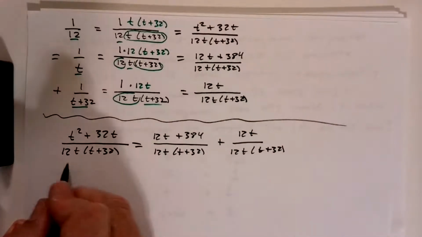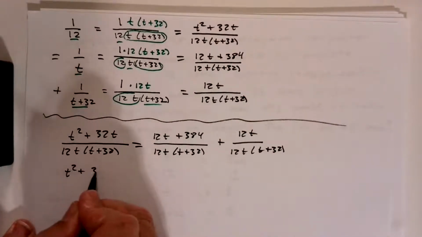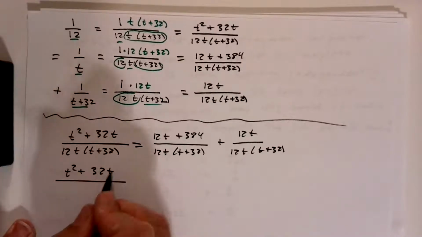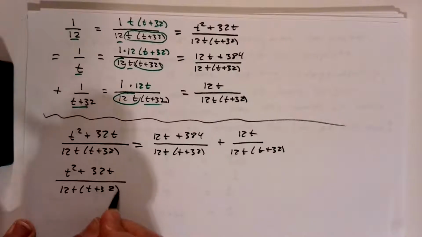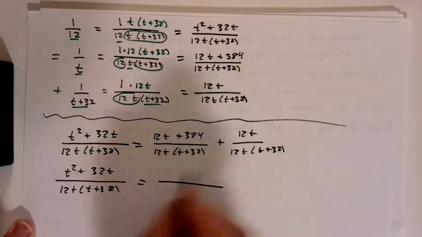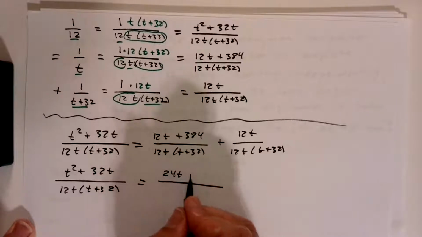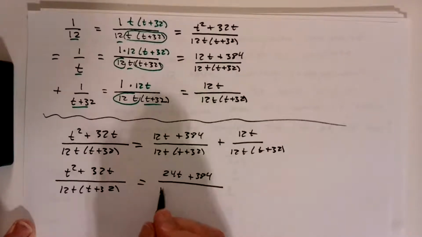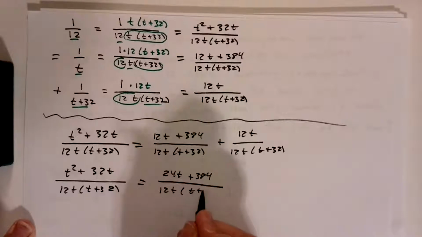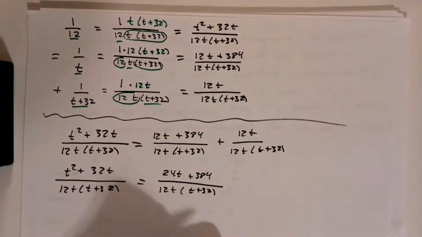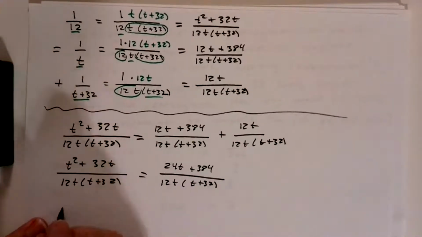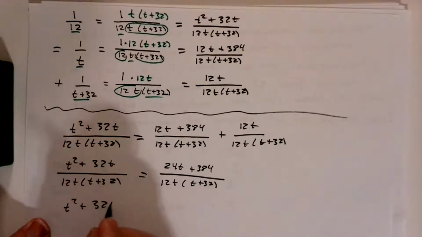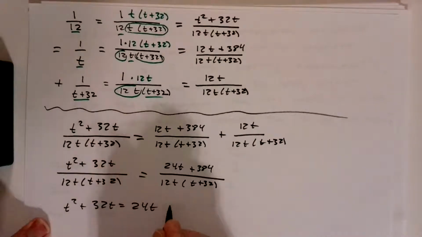So the bottoms will be the same, 12t plus 32t over 12t times t plus 32. Then if I add these together, 12t plus 12t, 24t plus 384 over 12t times t plus 32. Once I am here, the bottoms are the same, therefore the tops have to be the same. So t squared plus 32t has to equal 24t plus 384.